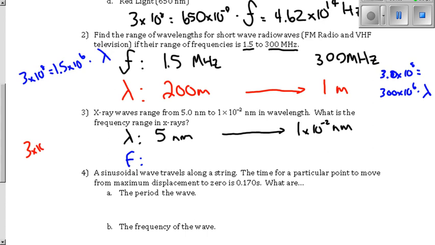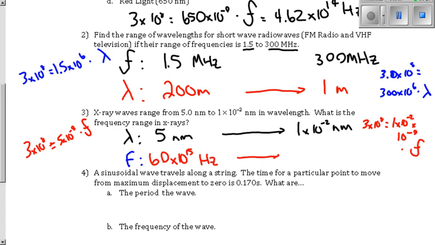So 3 times 10 to the 8th equals 5 times 10 to the negative 9th times our frequency. And then over here, 3 times 10 to the 8th is going to equal 1 times 10 to the negative second. Now this is nanometers though, so we need to multiply that by 10 to the negative 9th again. And that's going to be multiplied by our frequency. So when you do that, we get a lower range of 60 times 10 to the 15th hertz.